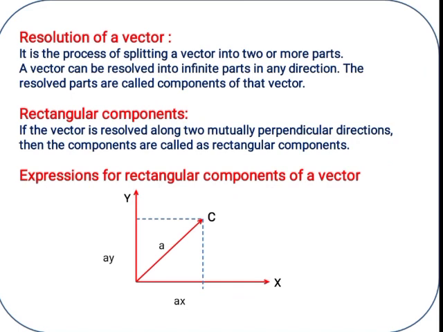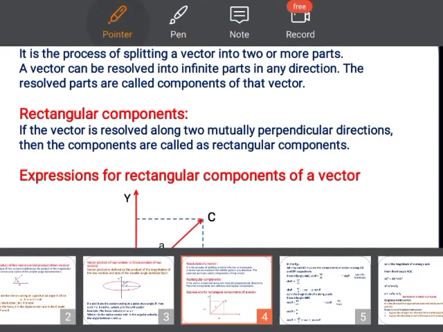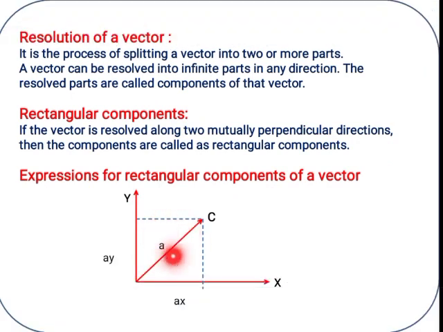So one vector, if it is split into two vectors, suppose here I consider this is a vector A, this is split into two rectangular components, that is AX and AY. Along the x-axis it is called AX, and this vector is along the y-axis, that is the reason AY. So this is about the resolution of vector. This vector A is split into two components. One is AX, another one is AY.